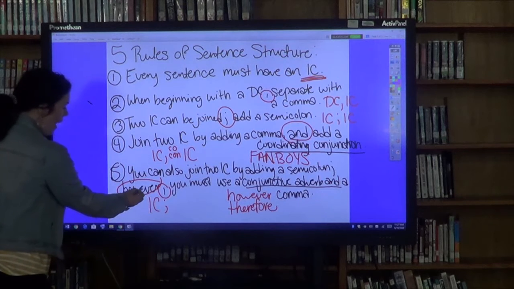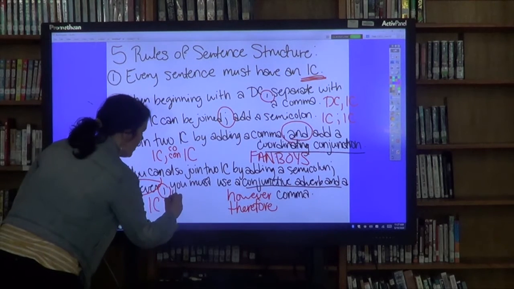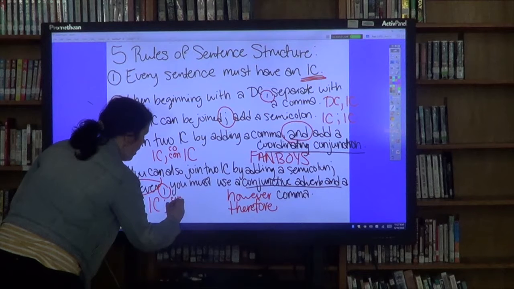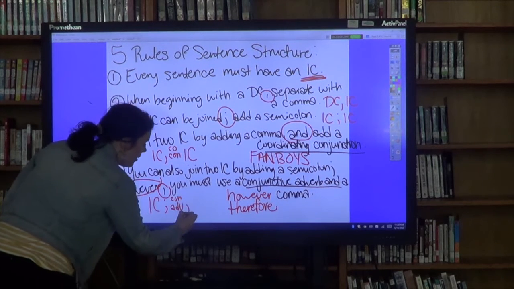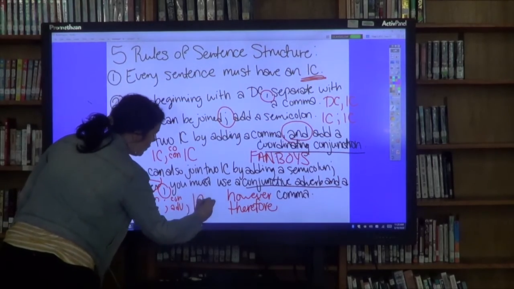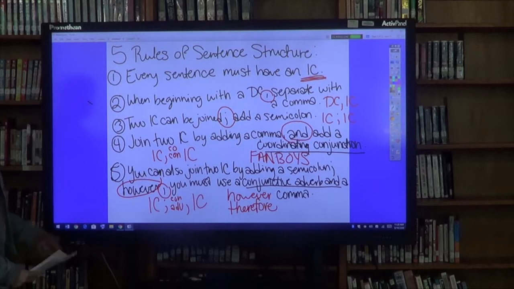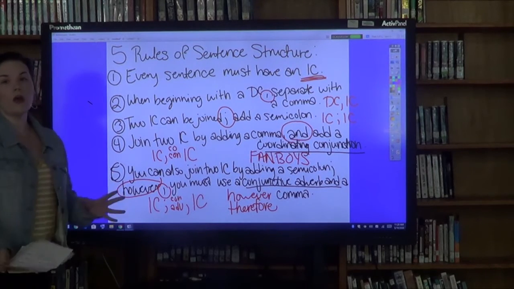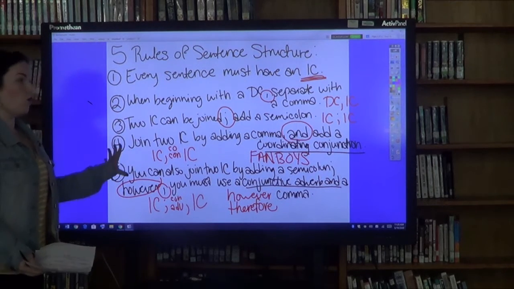Okay, so, however, I'm going to use the abbreviation CONADV, conjunctive adverb, then a comma. Most people forget that. That is one extra step, and then an independent clause. Okay? So those are rules 1 through 5. It's a little overwhelming at first, but you can always come back to this.